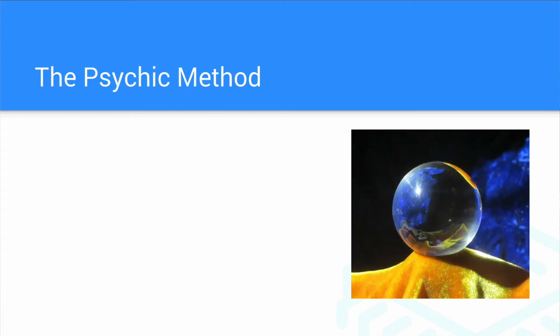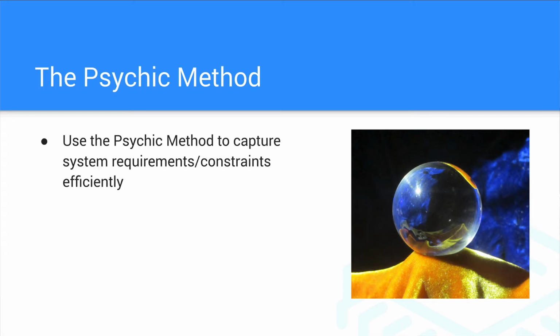And the first thing that I want to talk about here is the psychic method. The psychic method is so valuable because this is how you are going to extract as much information from your interviewer as you can, as efficiently as possible. This is how you are going to extract the constraints. You're going to extract what the problem is and what they want you to solve for very efficiently.